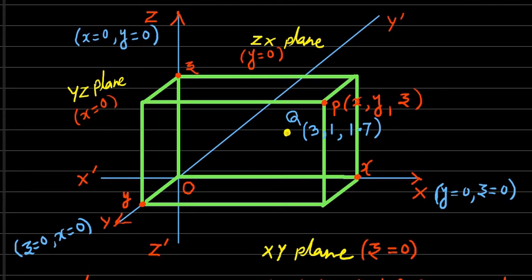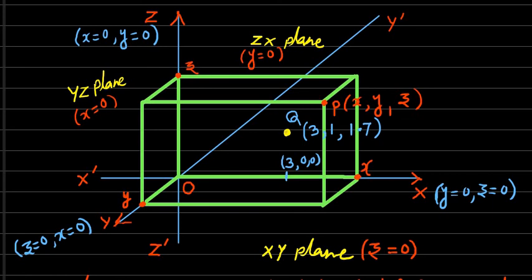from the point Q, if we draw a plane which is perpendicular to the x-axis, then it intersects the x-axis at the point where we have the x coordinate 3. The coordinates on the x-axis, as we have seen just now, have y and z coordinates 0. So this point will be 3, 0, 0.